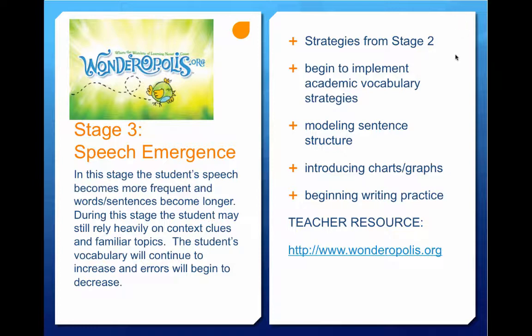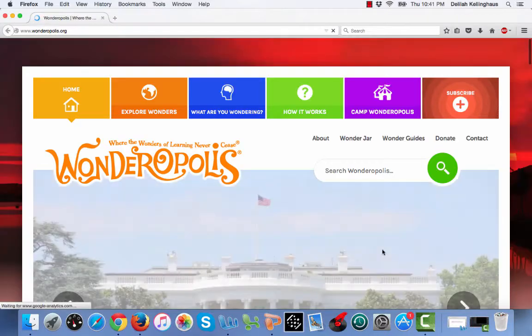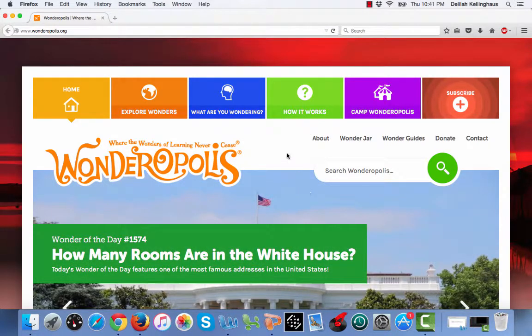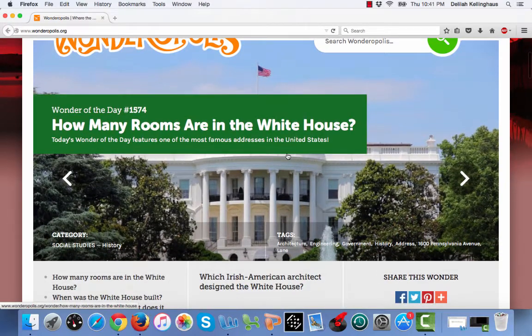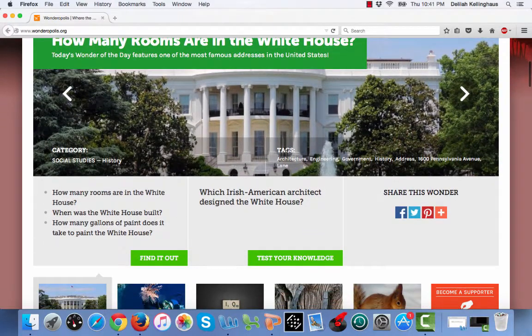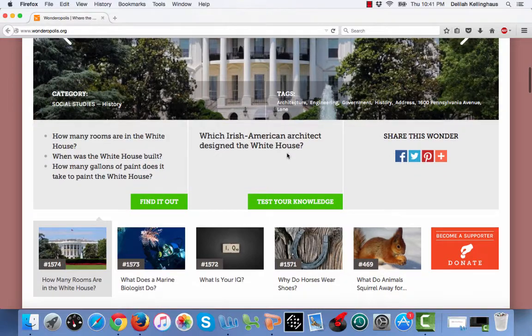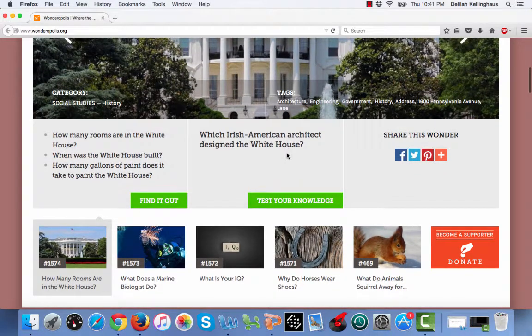A really great resource for this stage that I love is a wonderful website that's called wonderopolis.org. If you've never seen wonderopolis.org, we are quite happy with it. My teachers and I, we love Wonderopolis. Wonderopolis is a place for students to wonder. And the wonderful thing about wonders is they can wonder about just about anything.